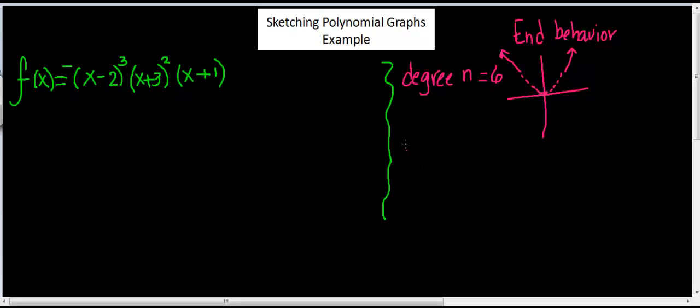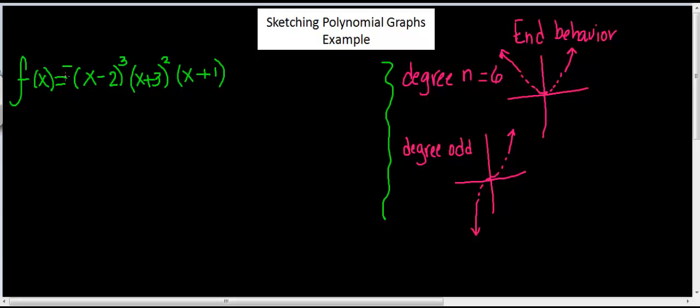When the degree is odd, it will mimic the end behavior of a cubic function. Okay? So mine is even. It will mimic this behavior. But you have to be really careful and make sure you look at your leading coefficient. That means the coefficient here in front.